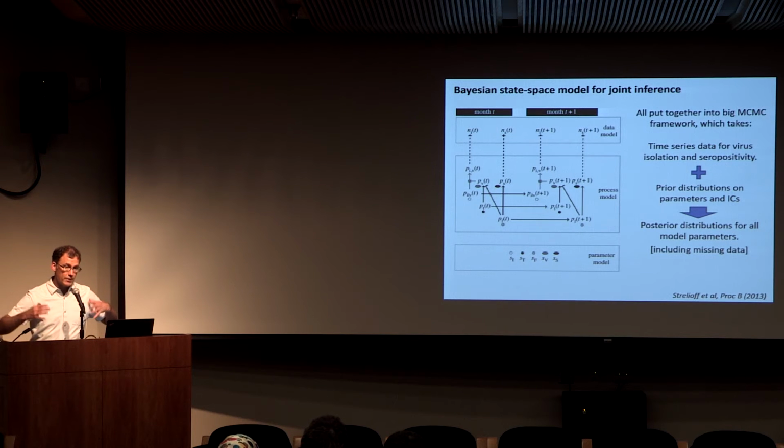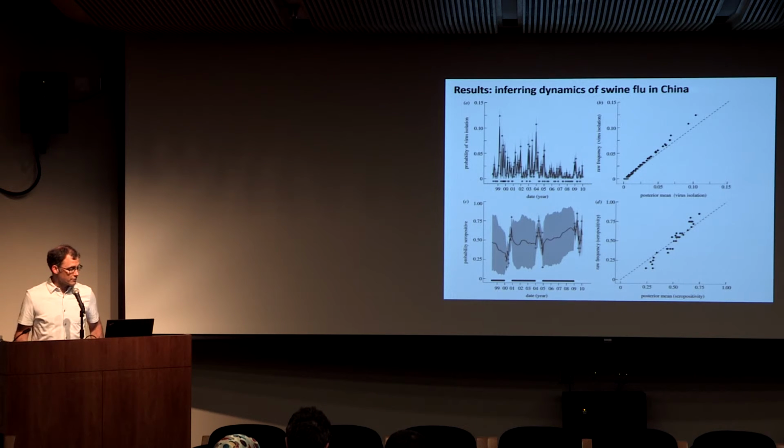So we put all of this together into a big MCMC framework, and just very crudely, this takes in the time series data for both the virus isolation and seropositivity data, prior distributions on all the parameters and initial conditions, and it spits out posteriors for all of our model parameters, including the missing data, including these periods of time where we weren't actually able to sample the pigs. So here are the results.